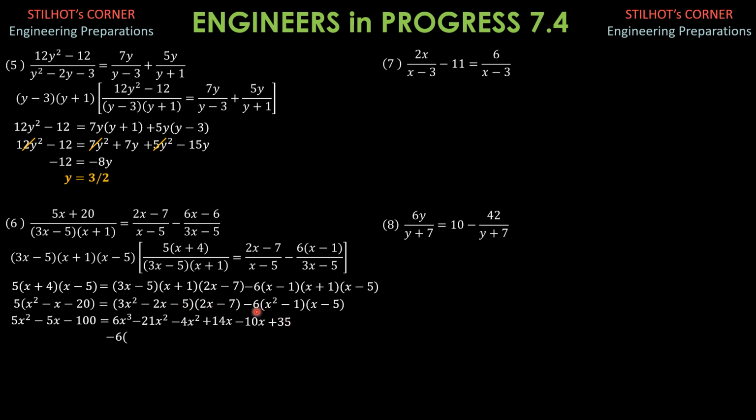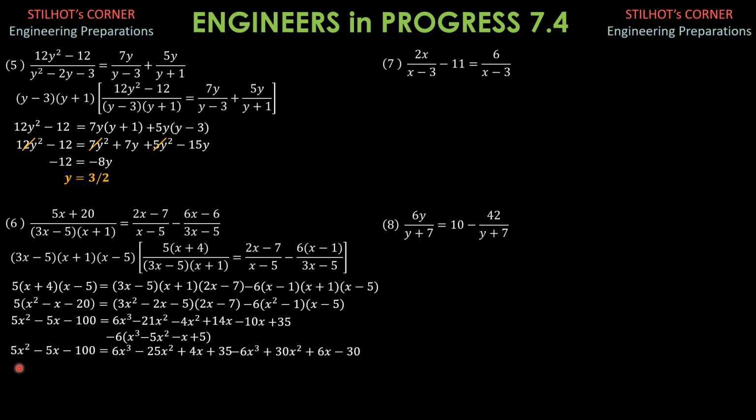Then we have minus 6 times quantity x cubed minus 5x squared minus x, and positive 5, negative 1 times negative 5 plus 5. So copy first, 5x squared minus 5x minus 100 equals 6x cubed minus 25x squared plus 4x, then plus 35 minus 6x cubed plus 30x squared, then plus 6x, then minus 6 times 5, so minus 30.